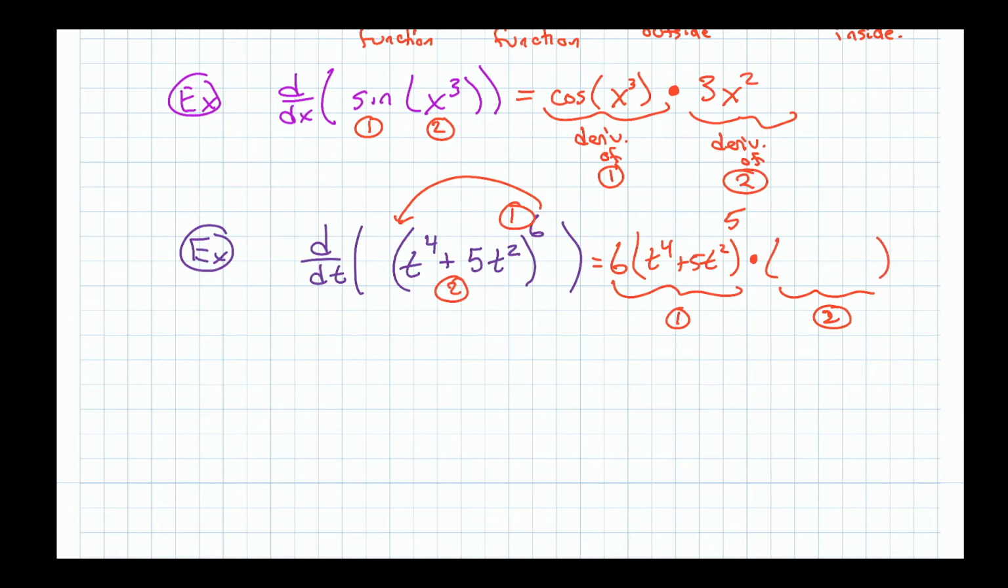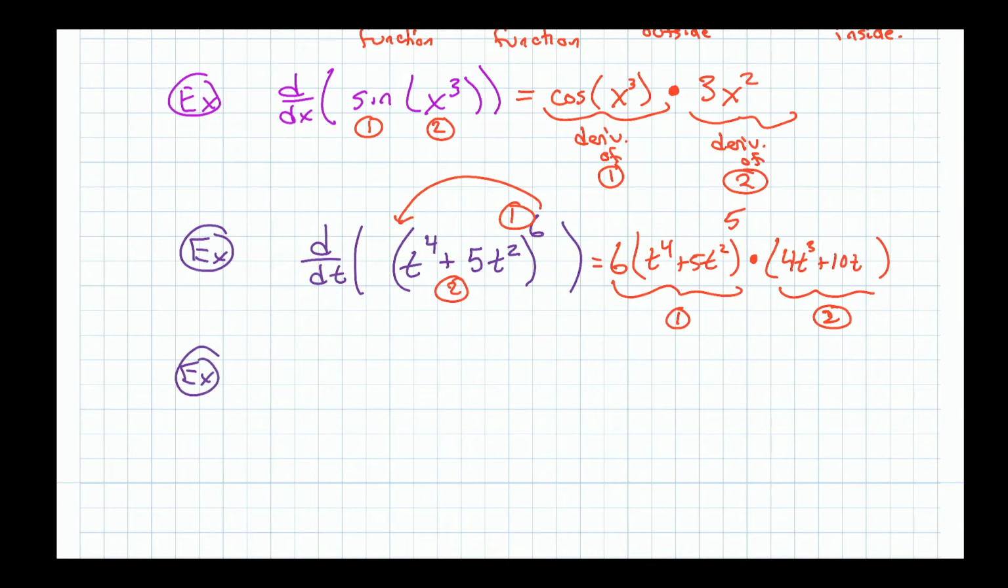So what's the derivative of what's inside? Well, we've got t to the 4th plus 5t squared. So the derivative is 4t cubed plus 10t. There you go. That's it. That's your derivative. Okay. So these are not so bad. You just need to know, work from the outside in.